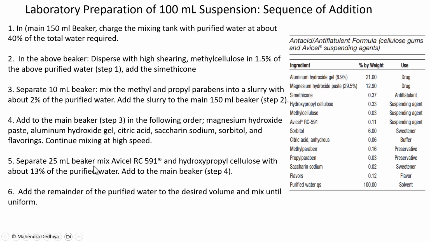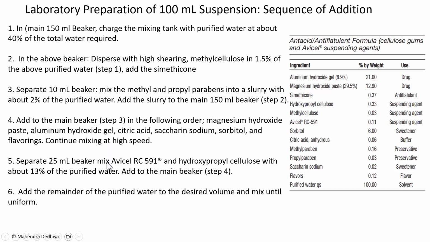In a separate beaker, take Avicel, hydroxypropyl cellulose, and mix with 13 milliliter of water. This is all added to the main beaker. So now we have a suspending agent added to the suspension. This is a different type of sequencing than we had seen before. For 100 ml, this is the type of process, with the weight at every step recorded, so that we can translate that into the commercial manufacturing at a later date.